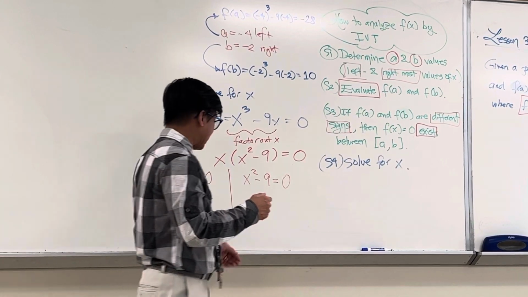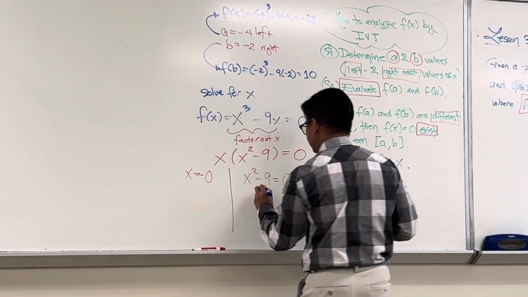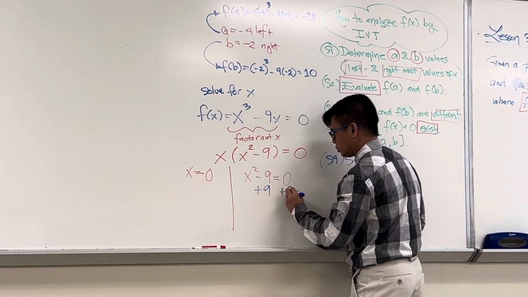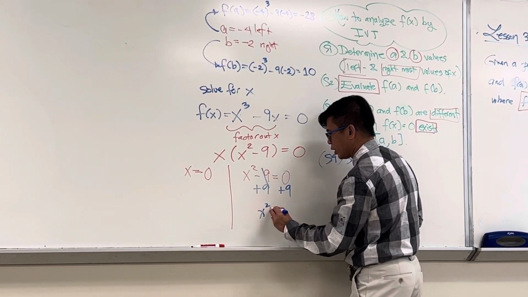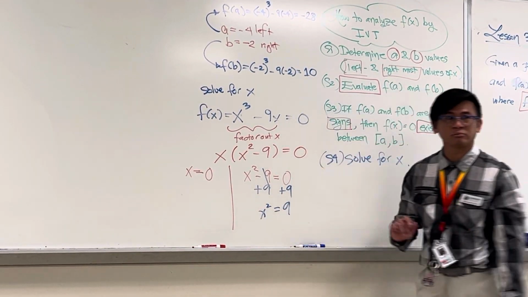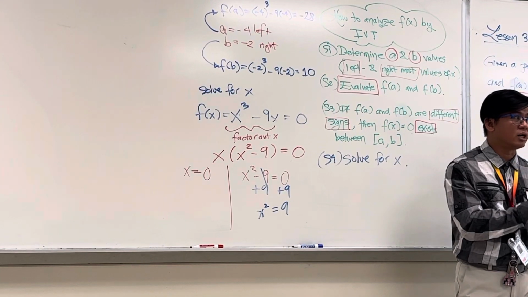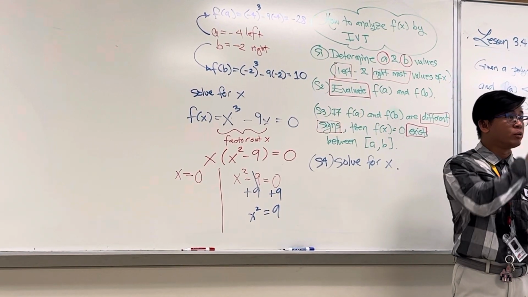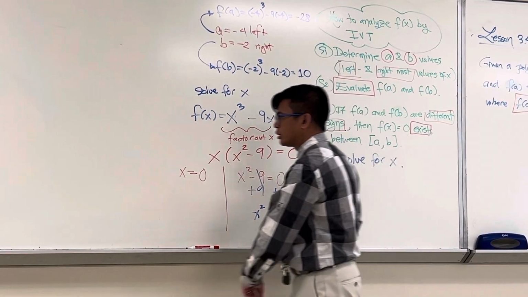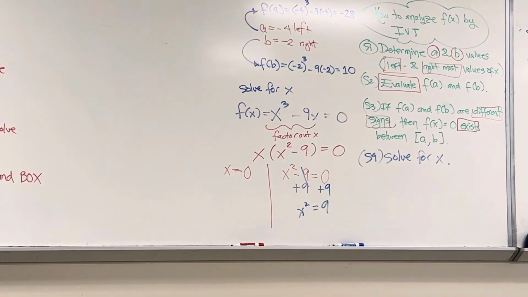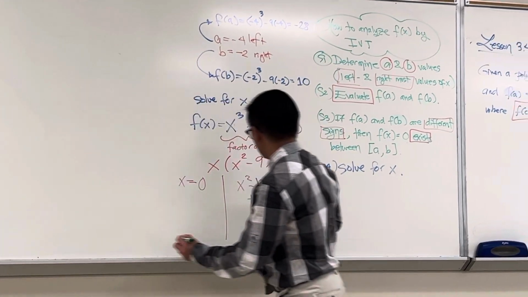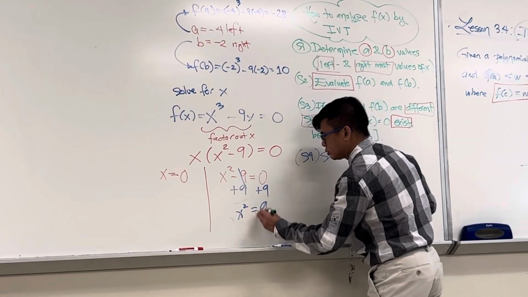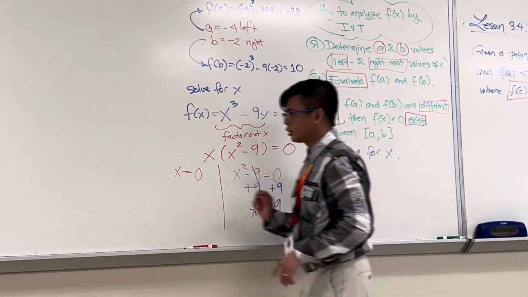Add 9 on both sides. Very good, Rachel, right? So plus 9 on both sides. Cancel this. x squared is equal to 9. Well, we just want the x, right? How do you get rid of that power 2 or square? Square root, both sides. Very good, Edward. Let me get this green in here. Square root both sides. Okay, there's no more green marker.